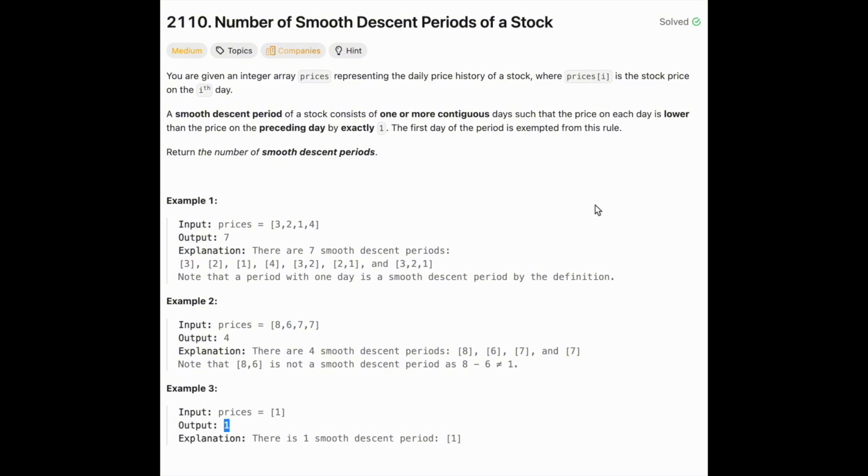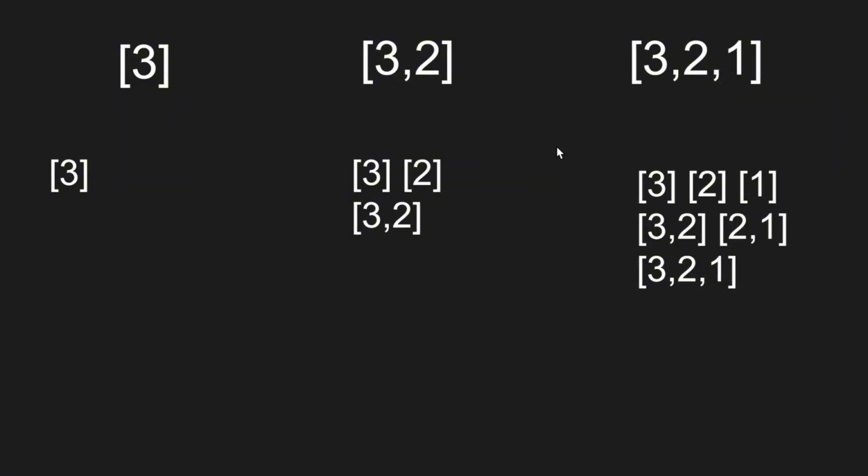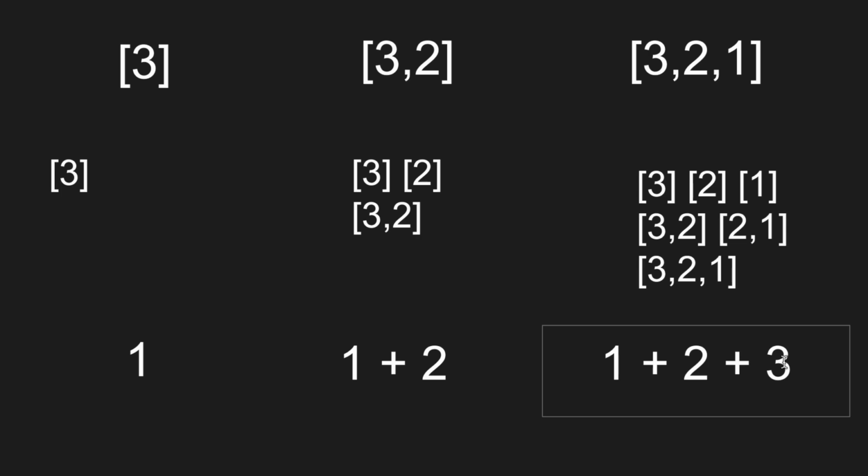Now that we have seen some examples, let's get to how we can solve this problem. I think we can notice a pattern. If it's decreasing with a streak of 1, then there's 1 smooth descent period. If it's a streak of 2, then there's 3, so it's 1 plus 2. And if it's a streak of 3, then we add 3 to the streak of 2, so then it will be 6 periods. So basically, every time we see a streak, we can just add the length of that streak.